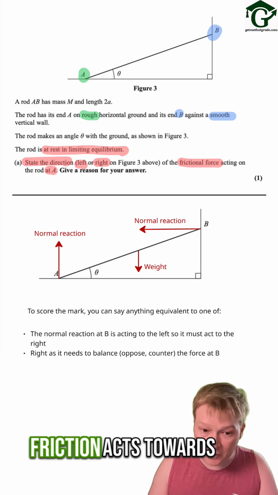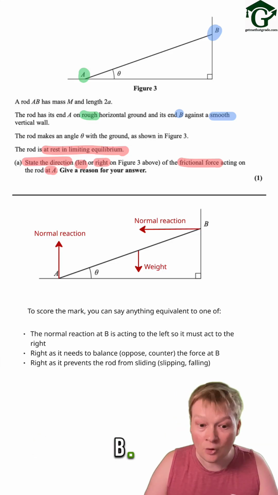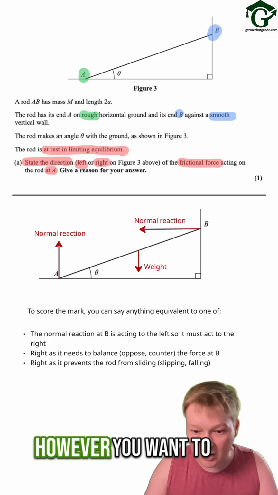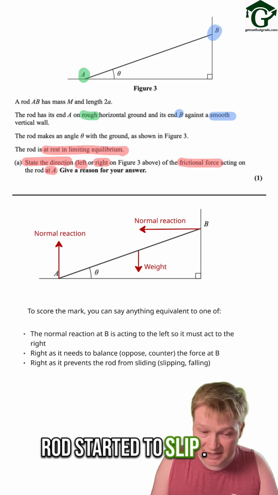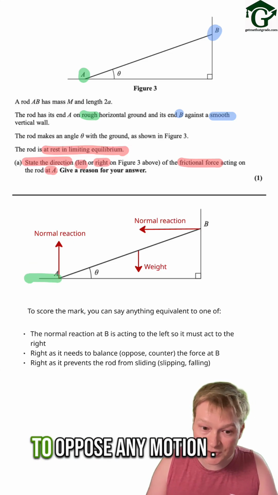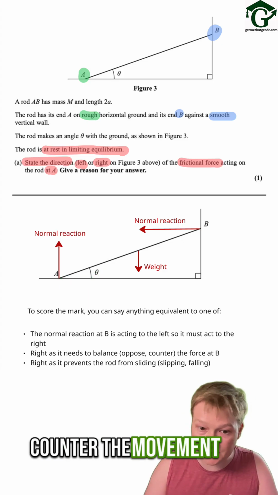Or you could say friction acts towards the right, it needs to balance, or oppose, counter the force at B. Or you could say friction acts towards the right to prevent the rod from sliding or slipping or falling, however you want to word that. Think about what would happen if the rod started to slip. It would want to slip this way. So friction always acts to oppose any motion. Friction would act towards the right to counter the movement towards the left.